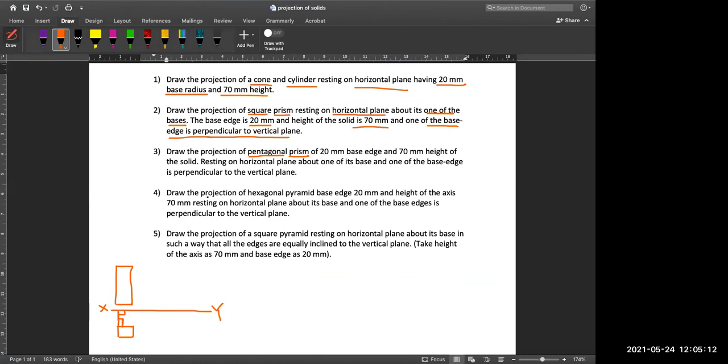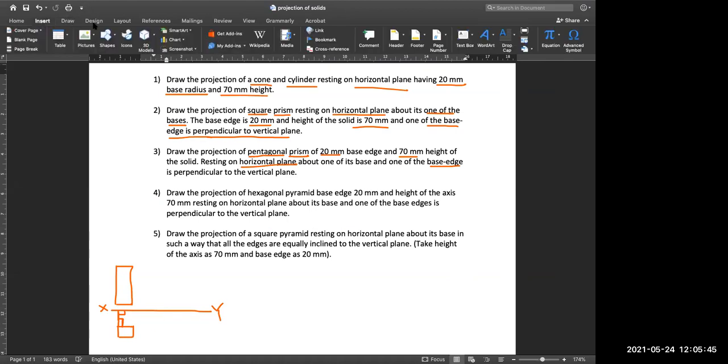Its base dimension is given as 20 mm and height is given as 70 mm, resting on a horizontal plane. Since it is resting on a horizontal plane, the pentagon will come just below the xy line about its base, and one of the base edges is perpendicular to the vertical plane. You can draw the pentagon in two orientations.